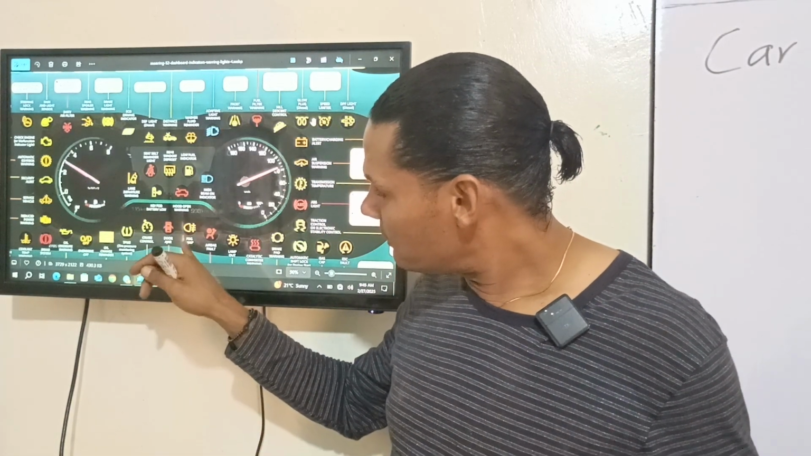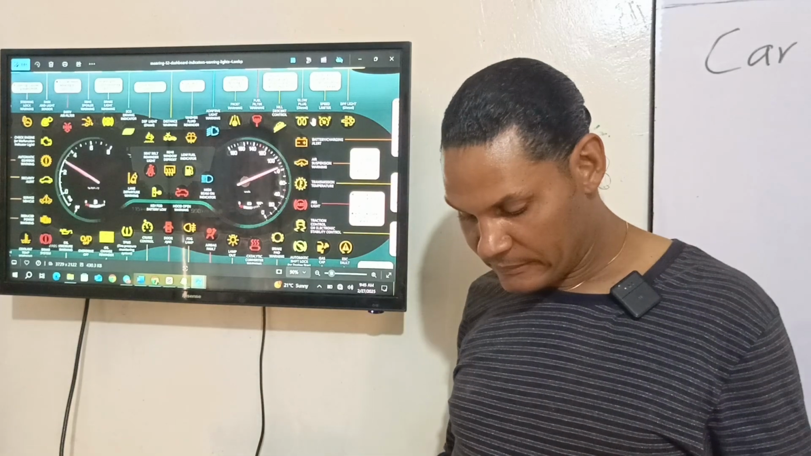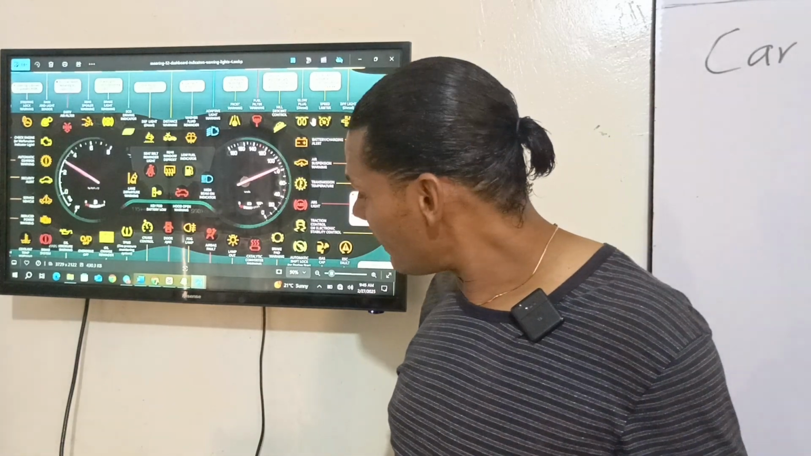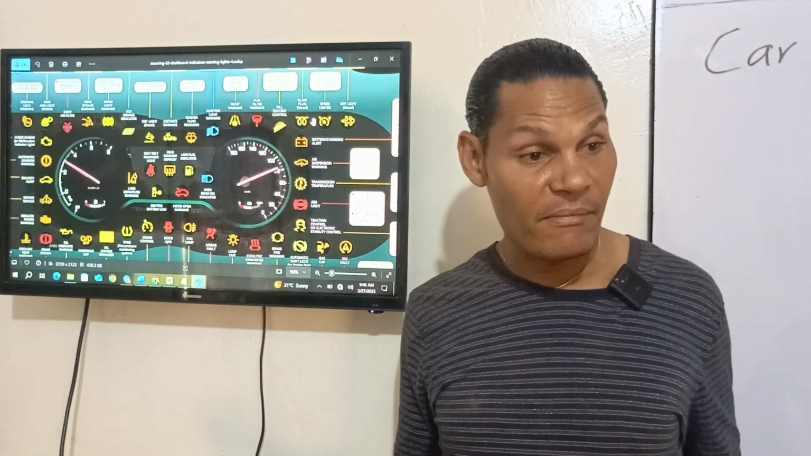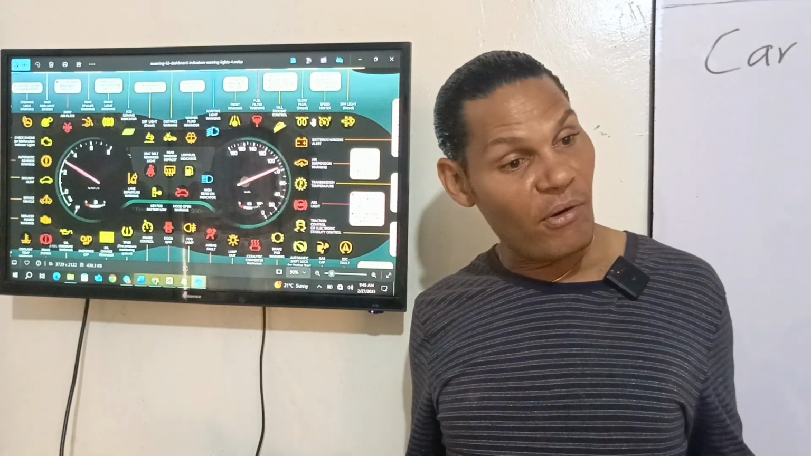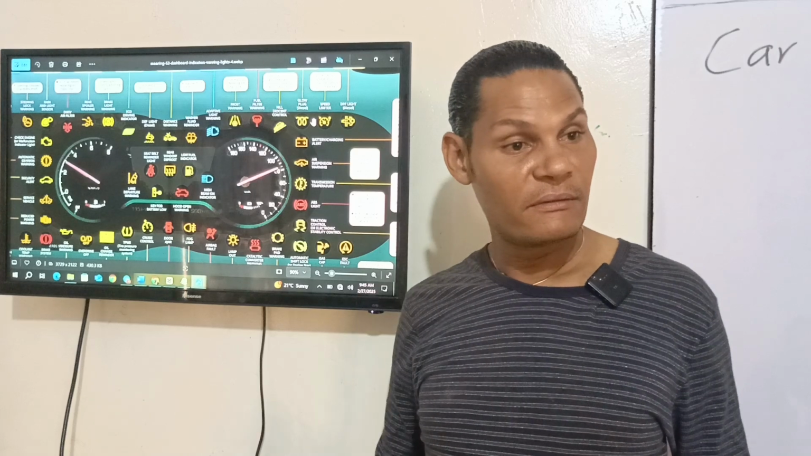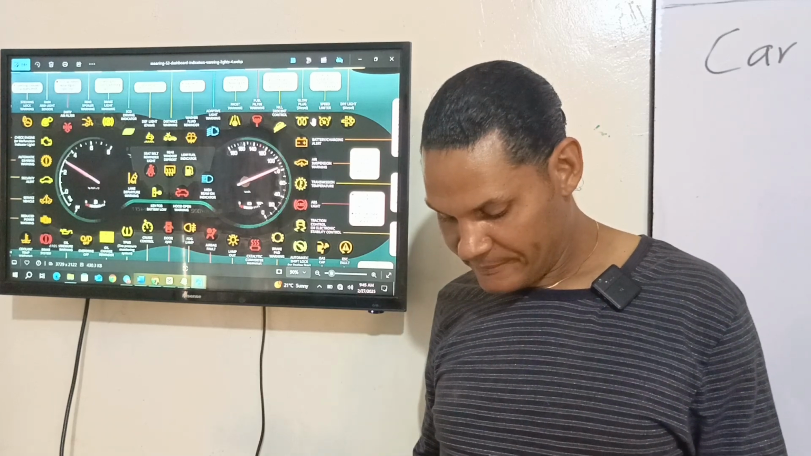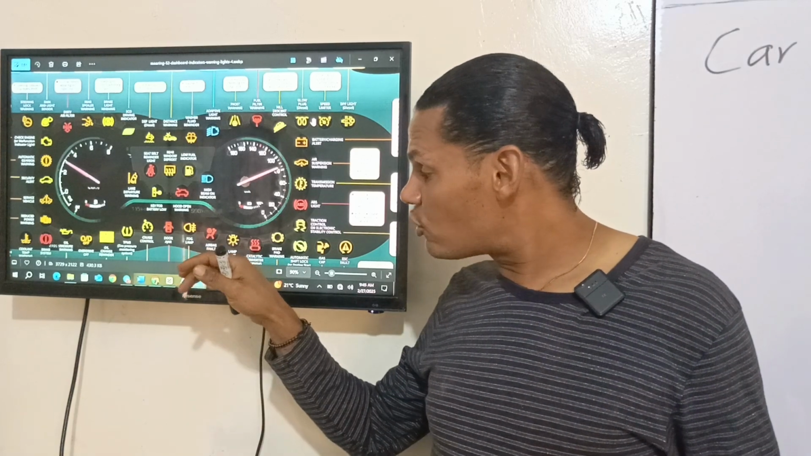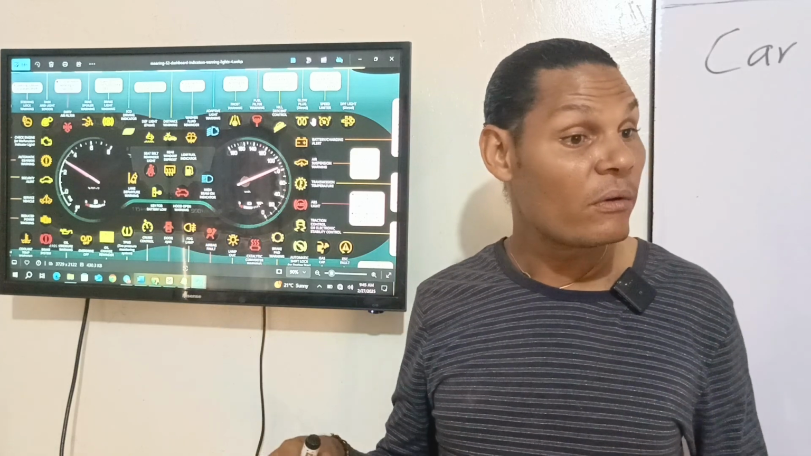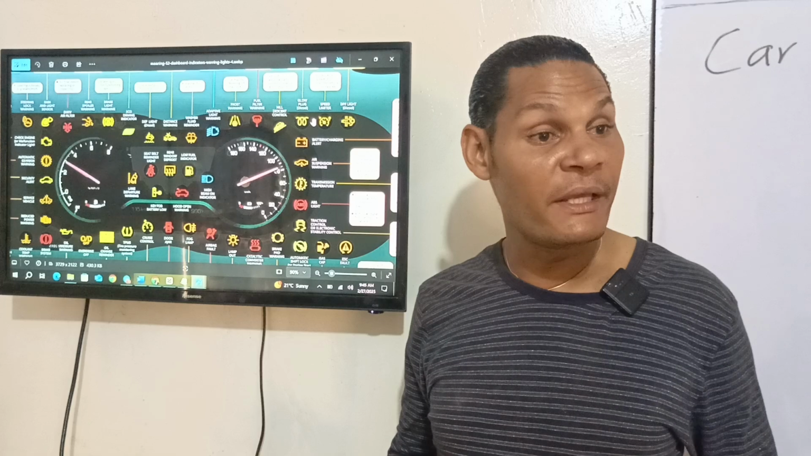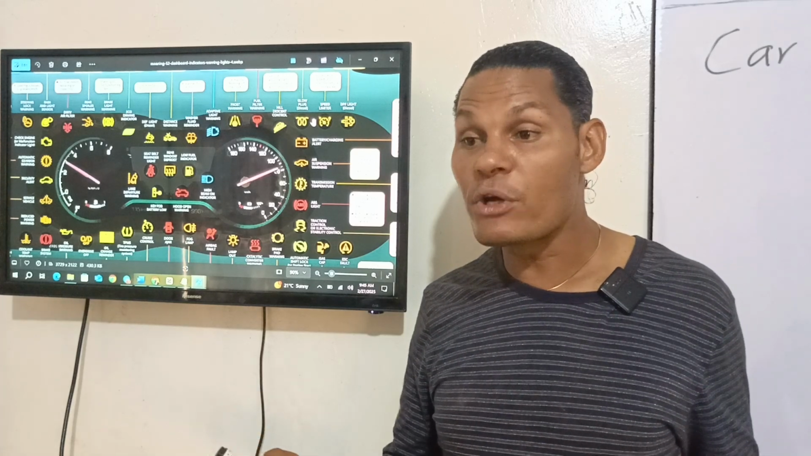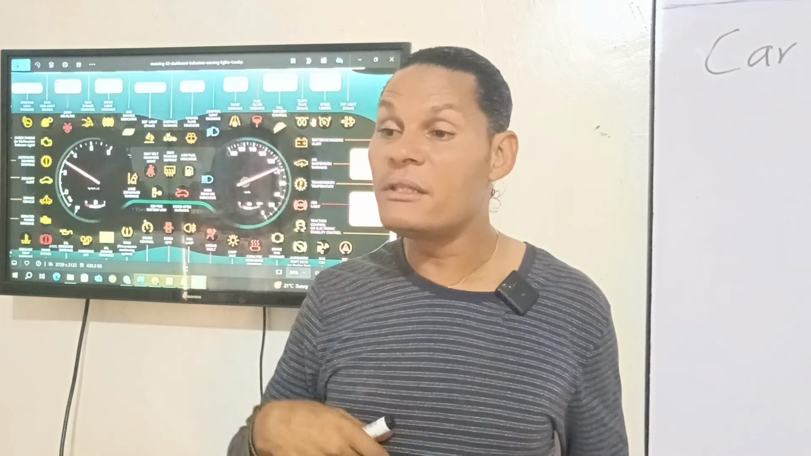Yes, this is a fog lamp. But the indicators are the same. Fog lamp, front or back, right? Yes. This one simply tells you that it's on. It's a warning, a reminder that the lamp is on, so that if you don't need it, turn it off.